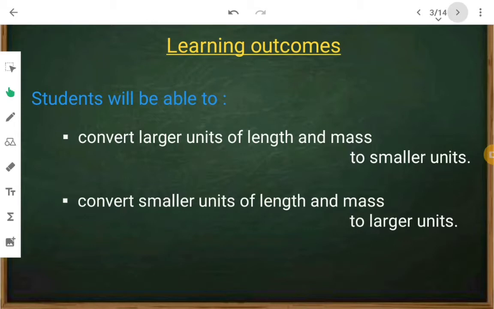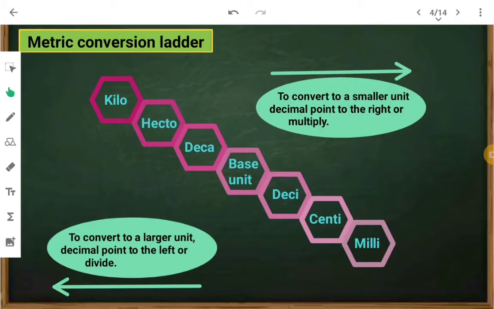First, we are going to see a metric conversion ladder. I have given you the basic ladder for all the three units. Here, this one is a basic unit. We will place it here, and below that we have deci, centi, milli, and above this basic unit we have deca, hecta, kilo.